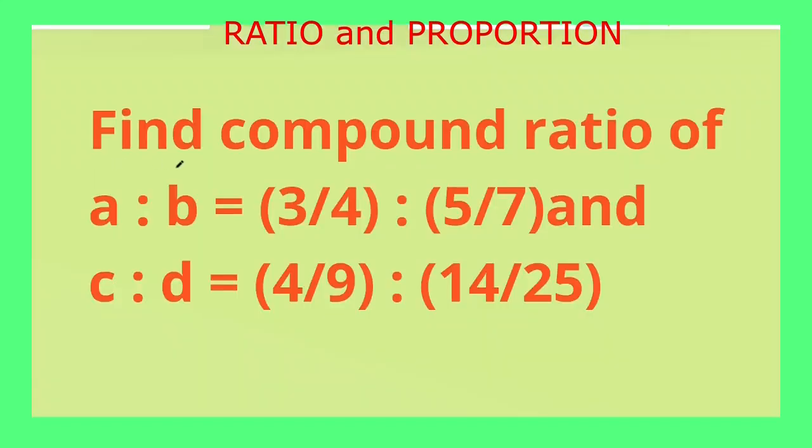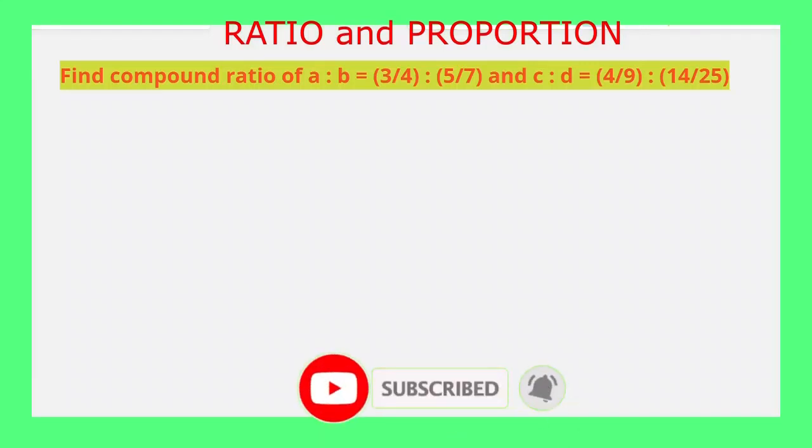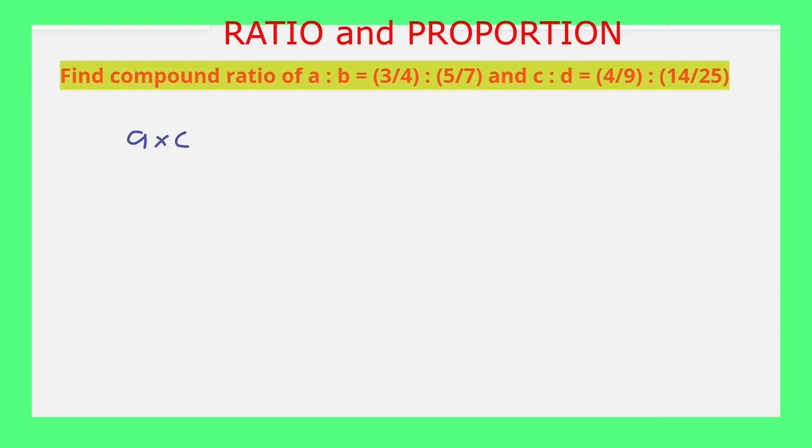Our question is, find compound ratio of A ratio B equal to 3 upon 4 ratio 5 upon 7 and C ratio D equal to 4 upon 9 ratio 14 upon 25. As we know from the properties and formula of ratios, that compound ratio is nothing else but the product of the given ratios. So the compound ratio we can find is A multiplied by C, upon B multiplied by D.